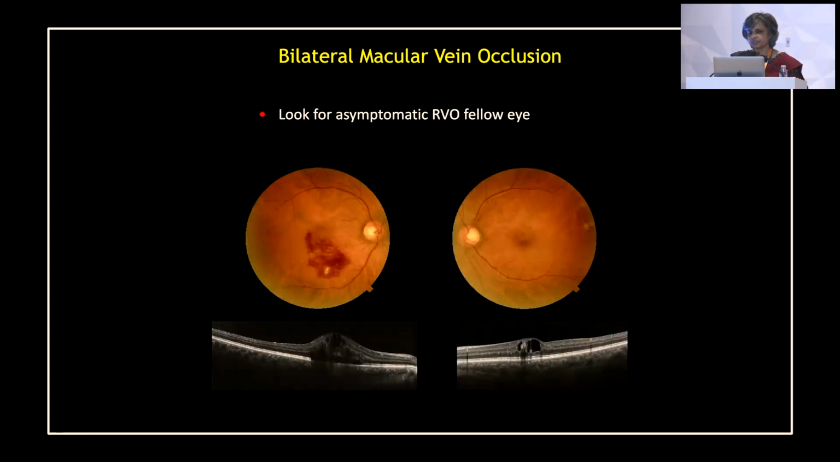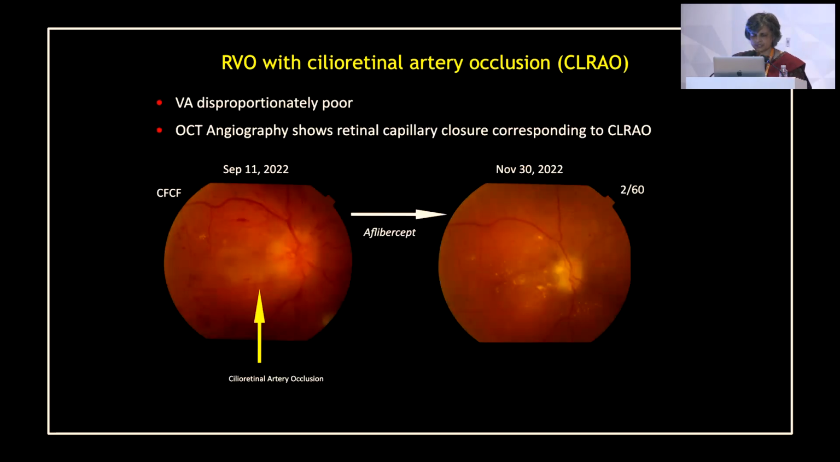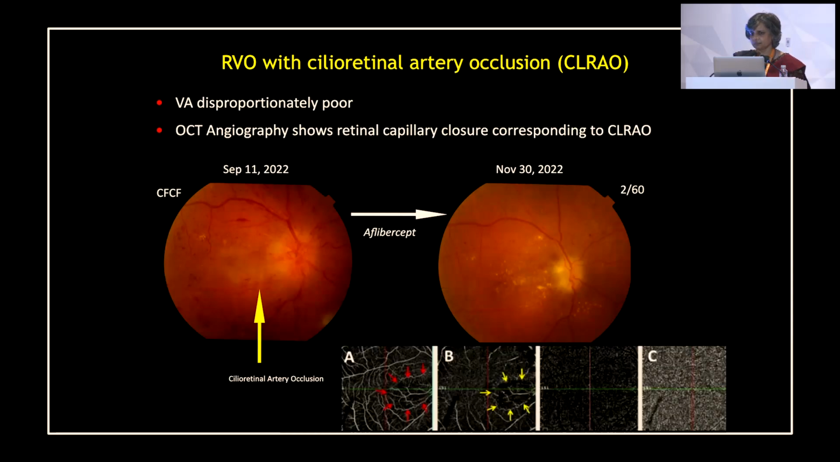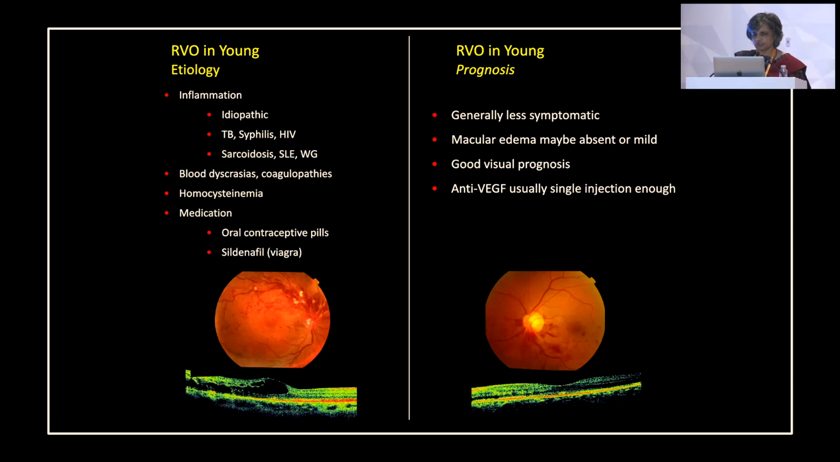You see this patient presenting with one eye, but you see the other eye also has macular BRVO. And they can even go into proliferative retinopathies silently. CRVO, when it presents with disproportionately poor vision, often there may be a cilioretinal artery occlusion seen as retinal whitening, which can be picked up on the OCT angio. And this is the last slide.